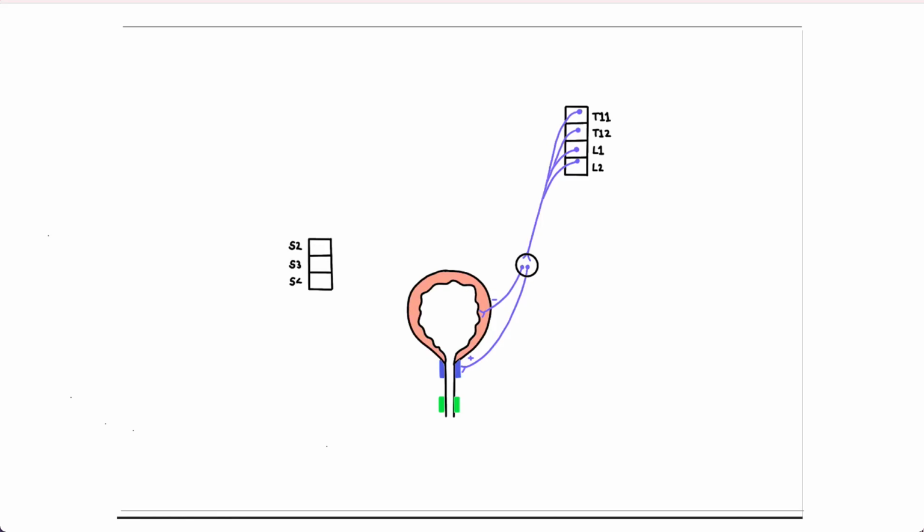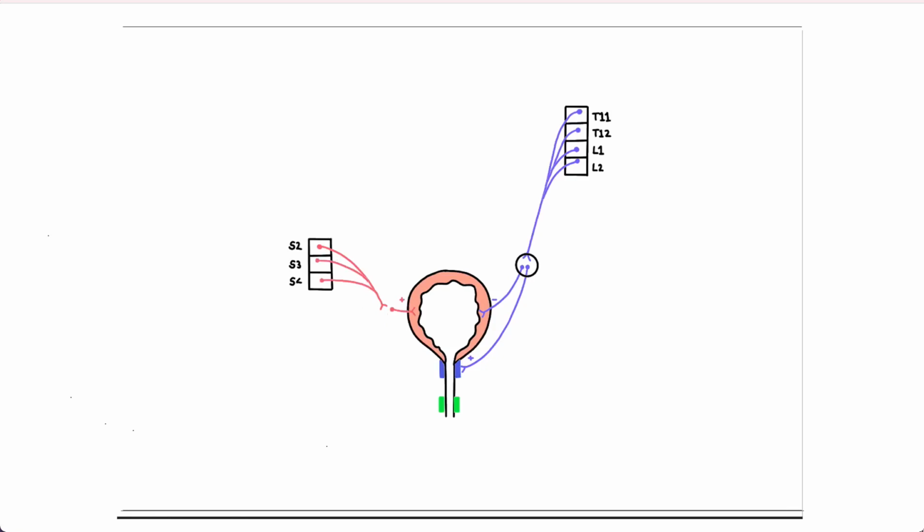And what they are doing, the parasympathetic we know S2, S3, S4. And they are motor. So that is a reverse. So let's put them here, and they are relaying also into a ganglion. And that ganglion, what is the name for that? That ganglion is the vesical plexus.